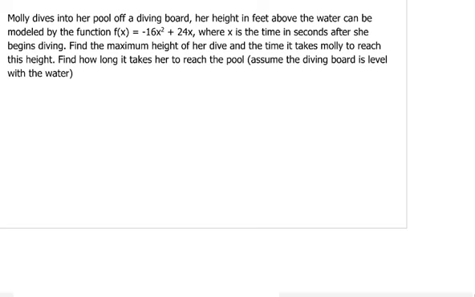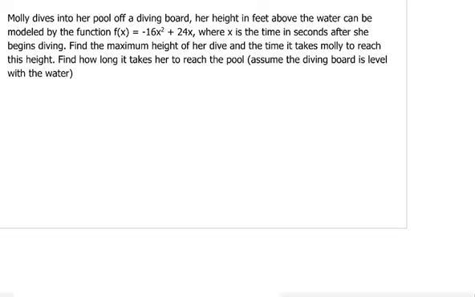The last thing I've got for you is a situation problem. And almost always these situational problems are going to ask you for a maximum or a minimum, which is basically a vertex question. But I like this one because it's also asking, how long does it take her to reach the pool? And that's kind of interesting to me, because that's not a typical question. So I'm going to assume the diving board is level with the water. That's not usually how it is, but we can work with that.